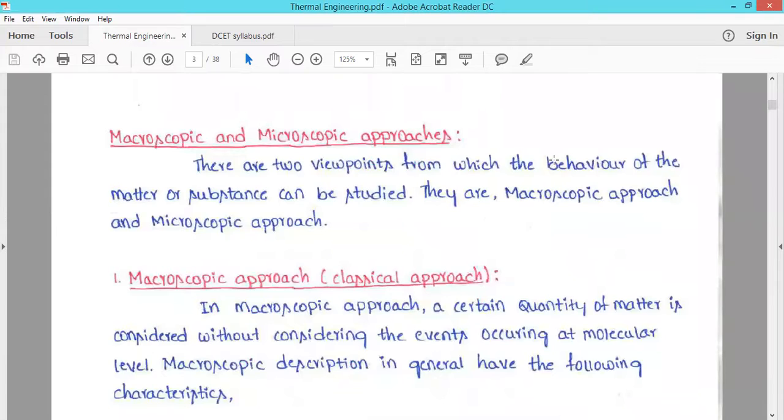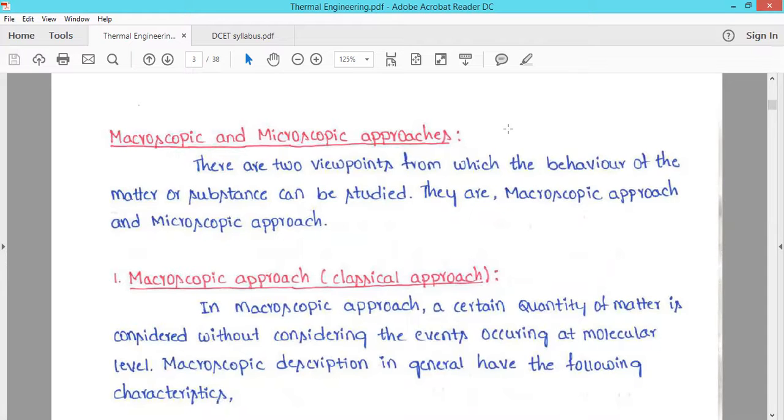Next, macroscopic and microscopic approaches. In thermodynamics, in order to analyze the characteristics of any substance, we can study those characteristics in two approaches: one is the microscopic approach, another one is the macroscopic approach. In the macroscopic approach, a certain quantity of matter is considered without the events occurring at the molecular level. We are going to treat that object or substance as a single system or a single entity, and we are going to apply all the laws.